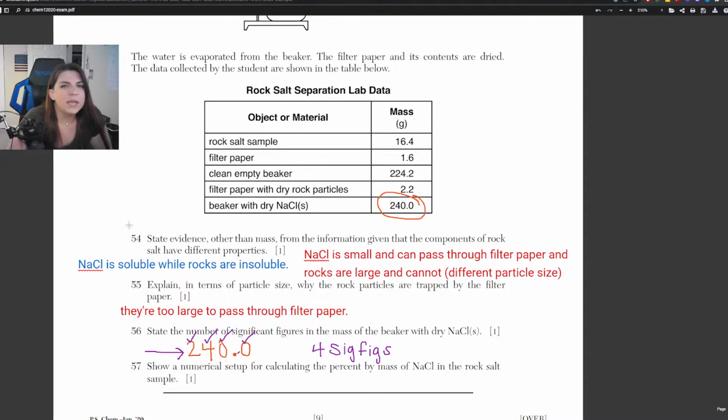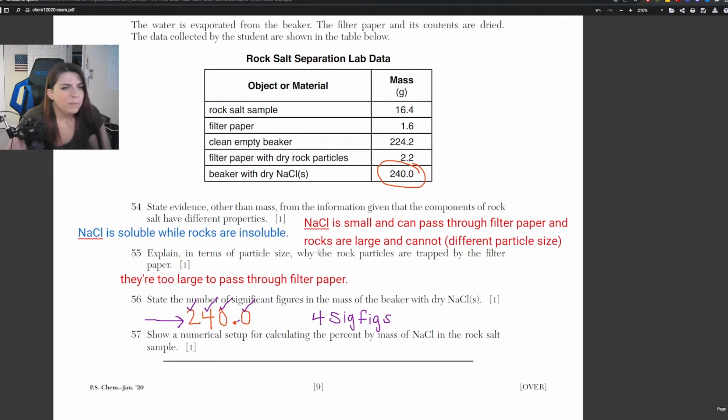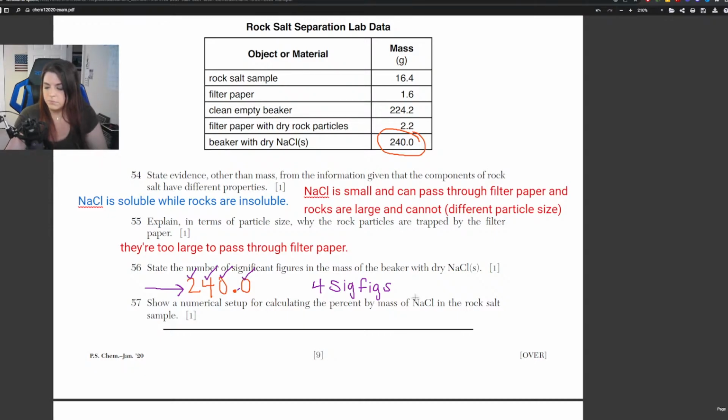I'm curious how the answer key sets this up. Because what you would need to... Why don't they give the... Oh, clean empty beaker. Okay. So what you would have to do is take the beaker with the NaCl and subtract the beaker just to find out how much of this mass is salt.